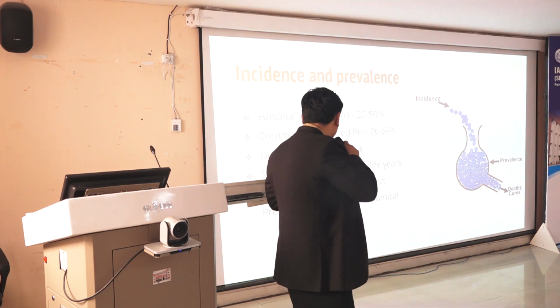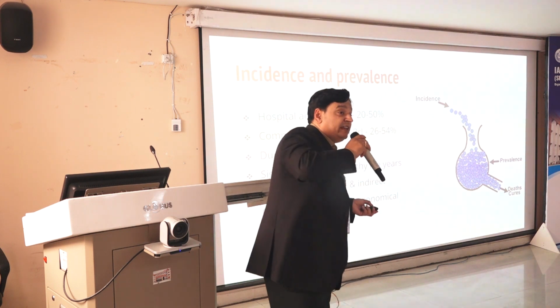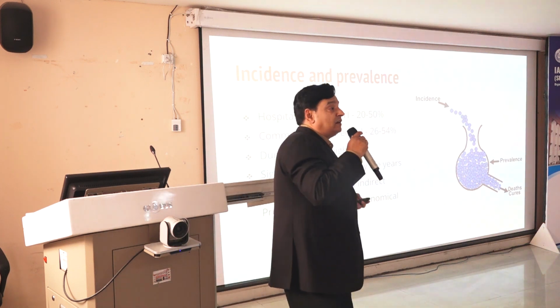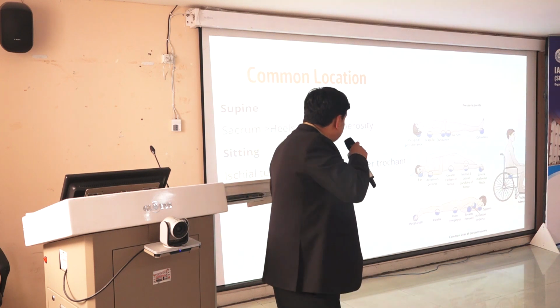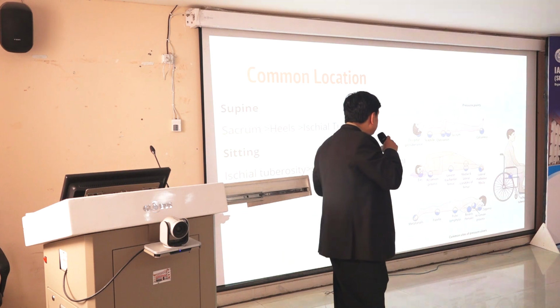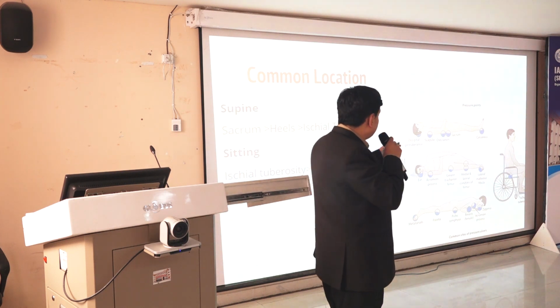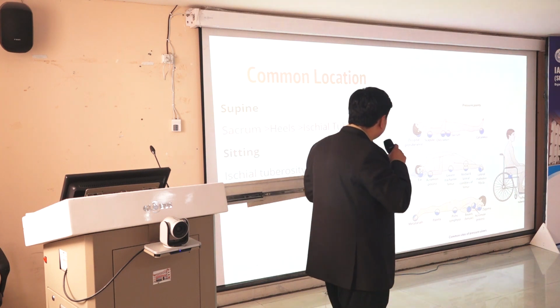There is significant loss of healthy life years and cost burden, as I told you. If you prevent by various means, you can save around 2.5 times the total cost which you incur in treating this condition. These are the common areas: occipital, scapular, as most of the times the patient is lying in supine position, and in sitting position, it is the ischial tuberosity, then sacrum, then retractor.